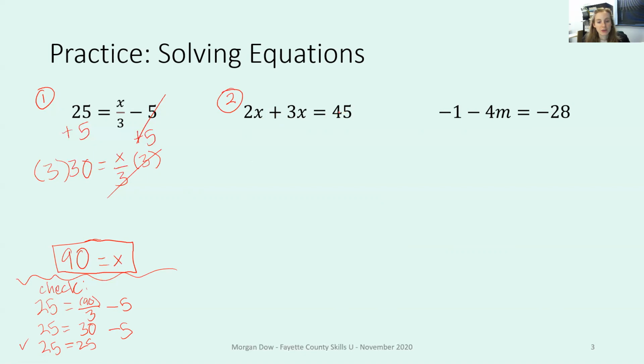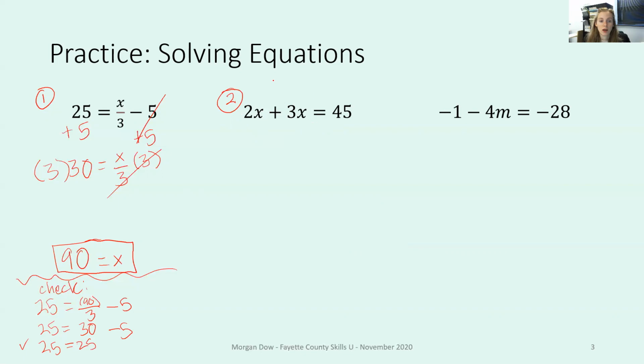2x plus 3x equals 45. So this is an instance of where our variable shows up in multiple terms. So what we want to actually do here is we want to tidy things up as much as we can before we go ahead and start canceling things out. So this goes back to the general process for solving equations that I discussed in the Unit 10 lesson video.